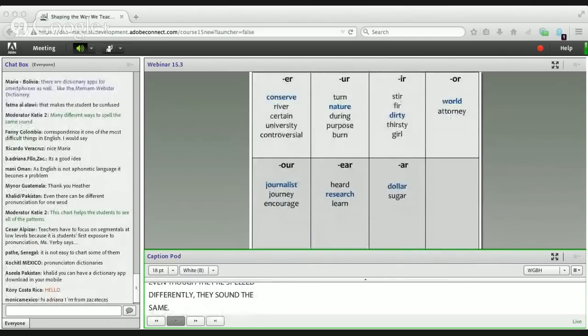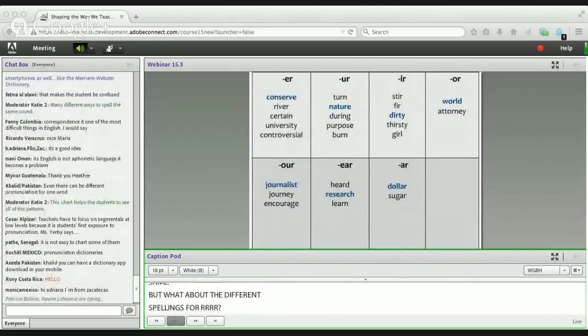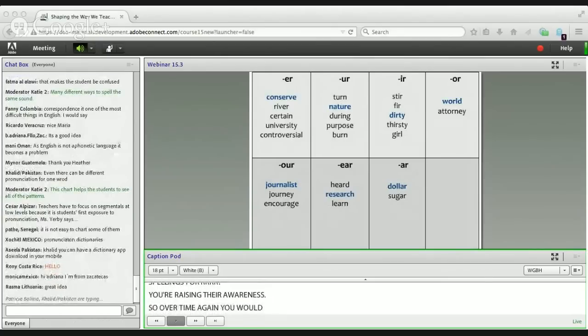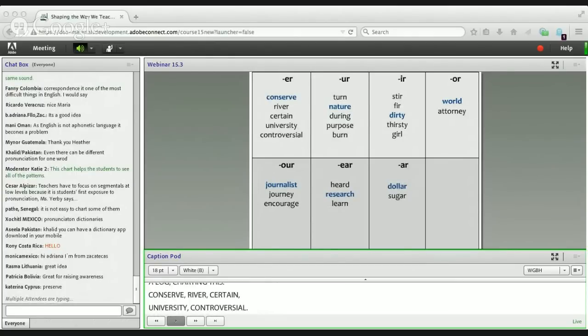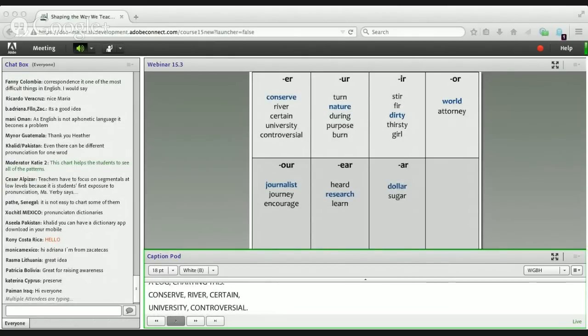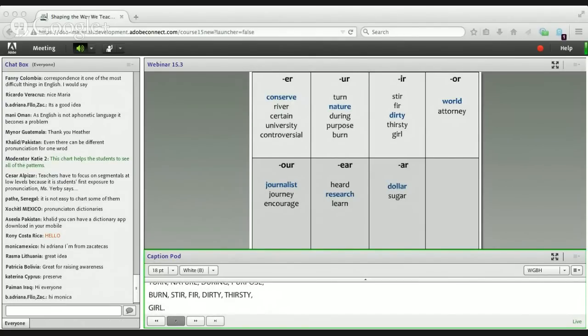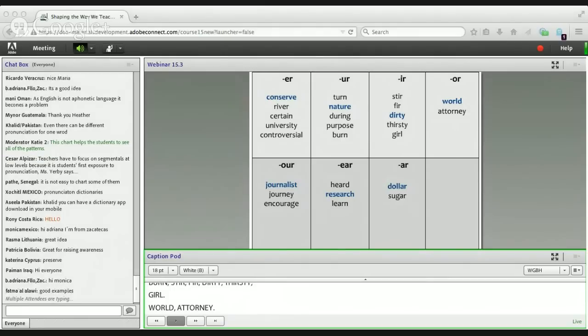So now, over time, again, you would have them keeping track, keeping a log, charting this. Conserve, river, certain, university, controversial. Turn, nature, during, purpose, burn. Stir, fur, dirty, thirsty, girl. World, attorney. Journalist, journey, encourage. Herd, research, learn. Dollar, sugar.